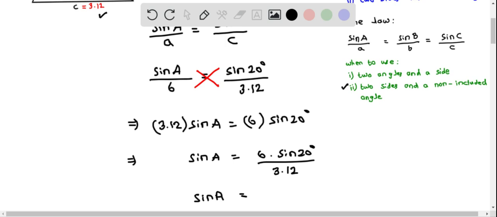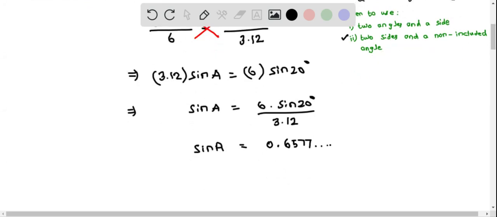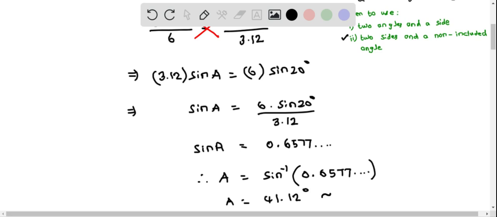We can plug the right side expression into the calculator and determine sine of angle A. So let me do that. I get 0.6577, and this is a non-terminating decimal. Now to determine angle A, we have to take sine inverse on both sides. So angle A equals sine inverse of 0.6577, and this comes out approximately as 41.12 degrees, which we can approximate to 41 degrees. So we found the angle A equals 41 degrees.